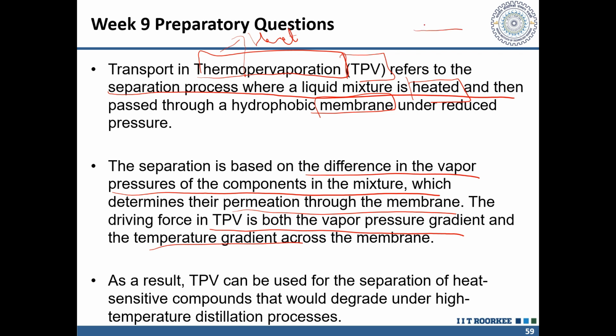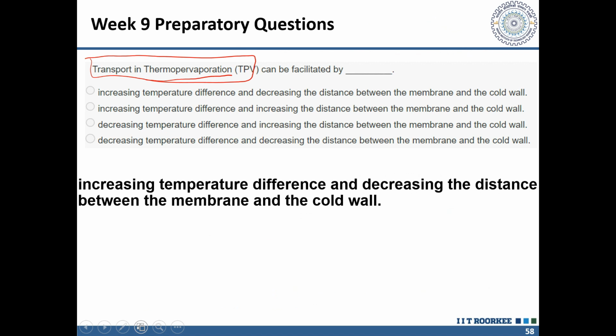So in vacuum pervaporation, we have seen that there is a pressure difference created by vacuum, but in this process both pressure gradient and temperature gradient are applied as a driving force in this separation process. As a result, TPV can be used for separation of highly sensitive compounds that would degrade under high temperature distillation processes.